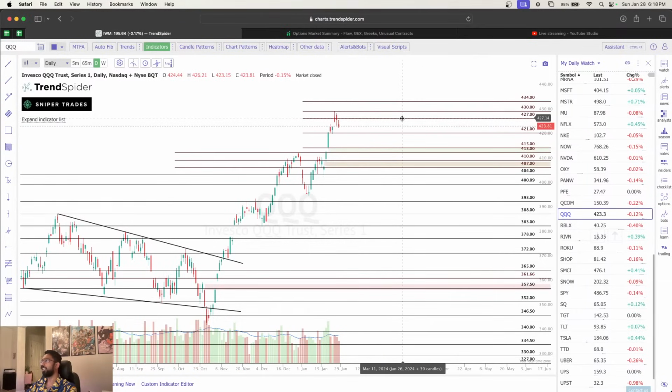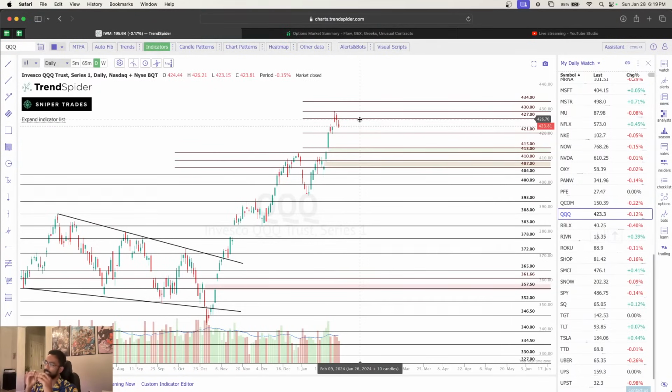Anything to the upside, you need a 430 break. A 430 break is 434. 427, 421 are your two levels that are there to the downside. A 421 retest early in the week is kind of possible, I think, on QQQ. So keep an eye out for that.